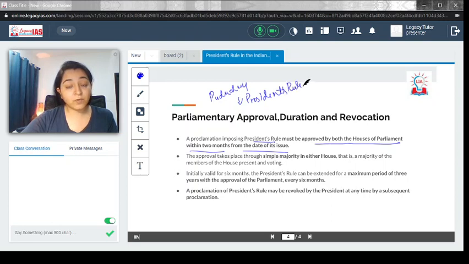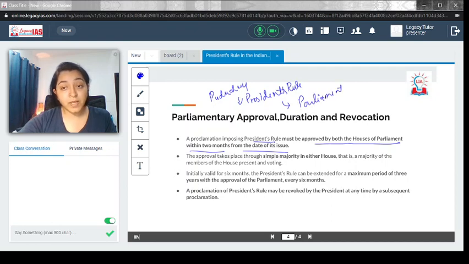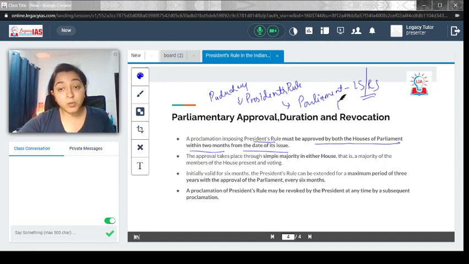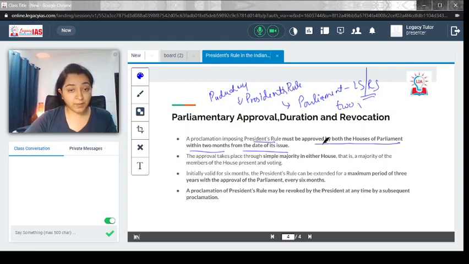In that case, what will happen? The parliament, both houses, including your Lok Sabha and Rajya Sabha, have to support this particular resolution. So the proclamation needs to get approval within 2 months from both houses of the parliament. This is something which is mentioned in the Constitution of India. Now the approval takes place through simple majority in either house, that is the majority of the members of the house present and voting. So just remember simple majority.